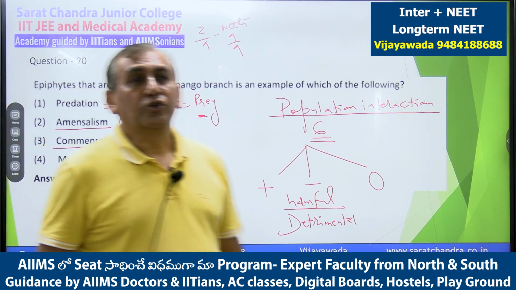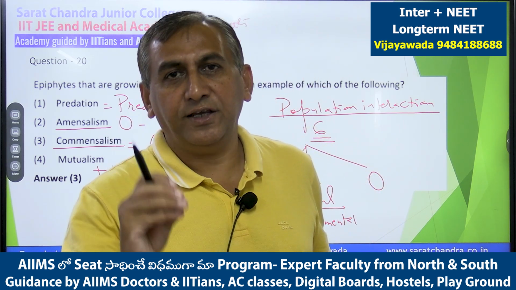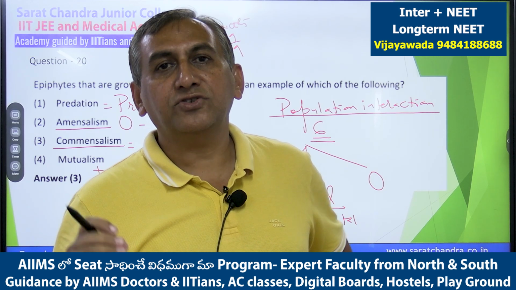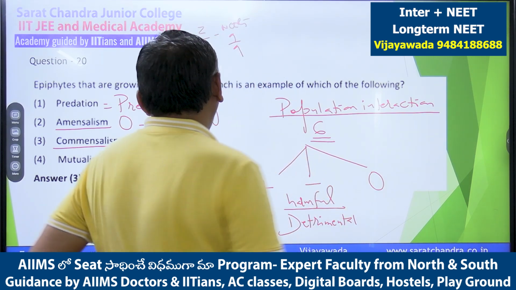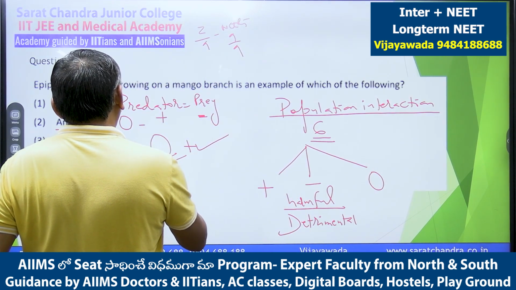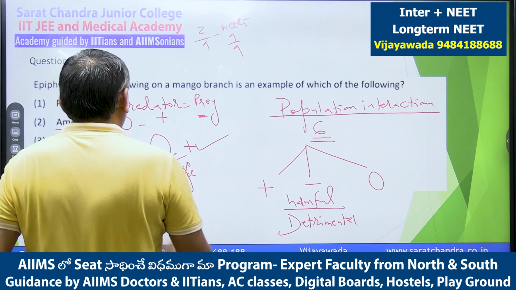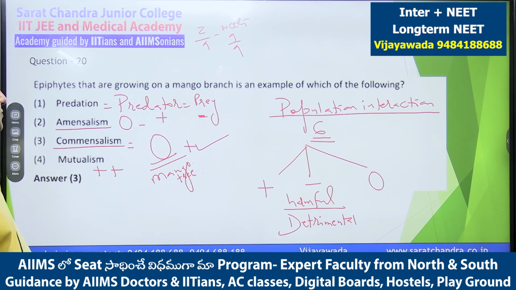Orchid growing on the branches of a mango tree as an epiphyte. They are getting benefited, but there is no profit, no loss to the mango tree. That is why it is commensalism. Clear? The example is given in NCERT, you have to learn.